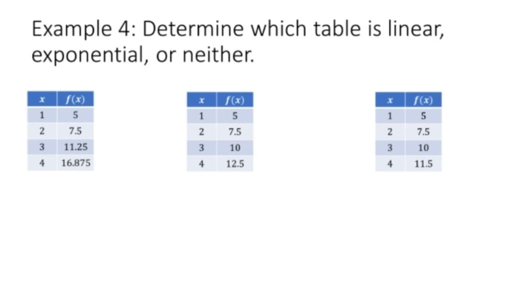Notice how our x's in our first table are increasing by 1, meaning I have to add 1 to the previous x to get the next x. In order for this table to represent a linear function, I would have to add the same value, whether that value is positive or negative, to the previous f of x to get the next f of x.